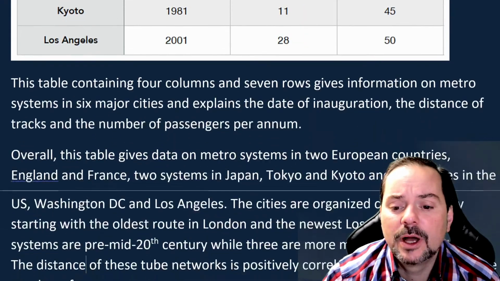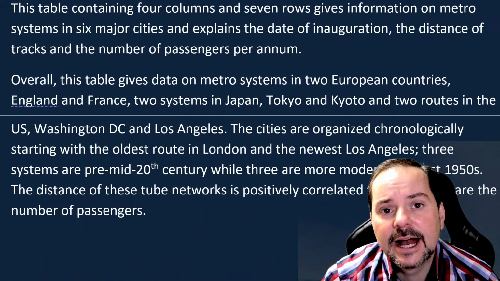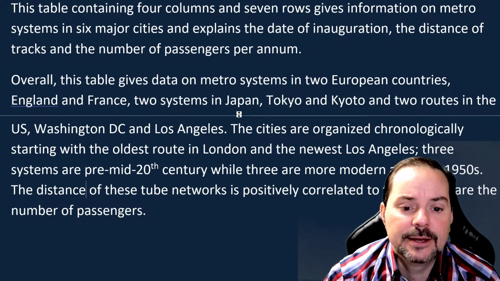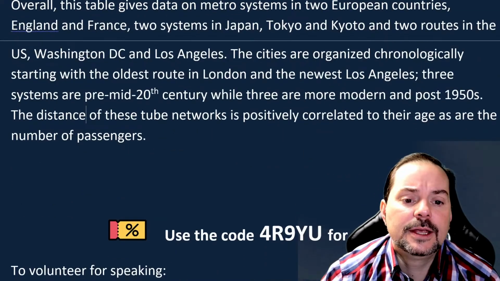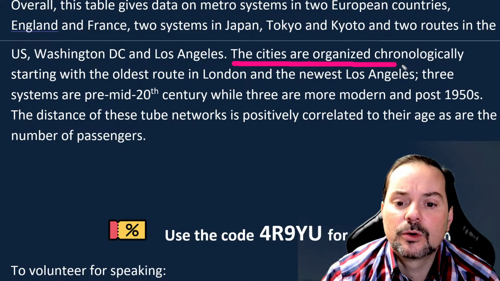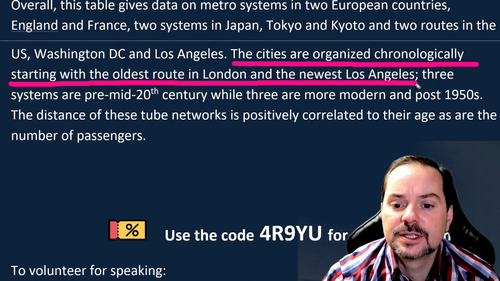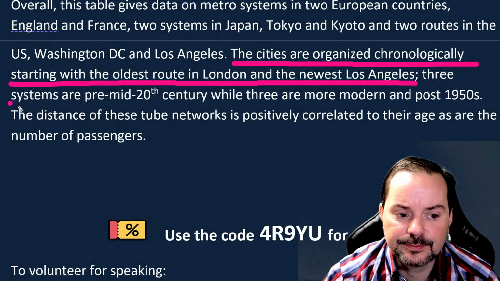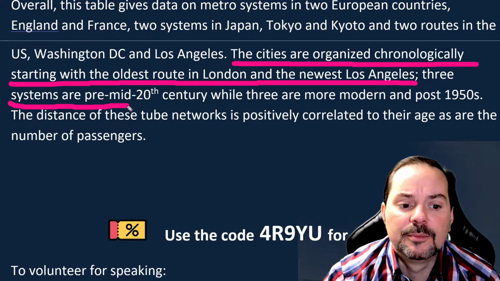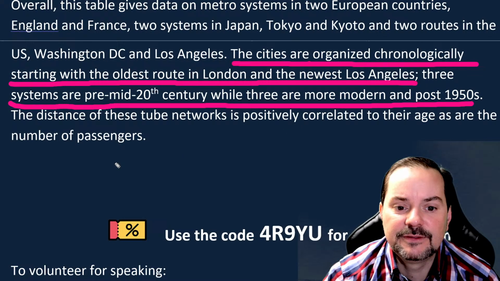All right, now, when you have a good overview, the nice part of that is that it literally outlines your essay, okay? So here, we see the cities are organized chronologically, starting with the oldest route in London and the newest in Los Angeles. The 3 systems are pre-mid 20th century, while 3 are more modern and post-1950s.